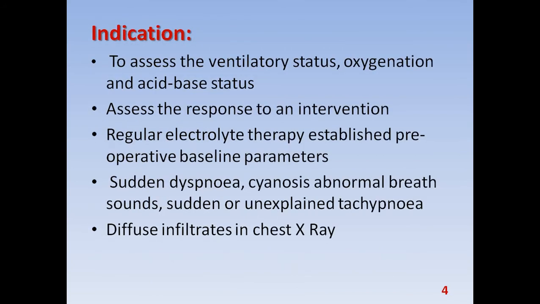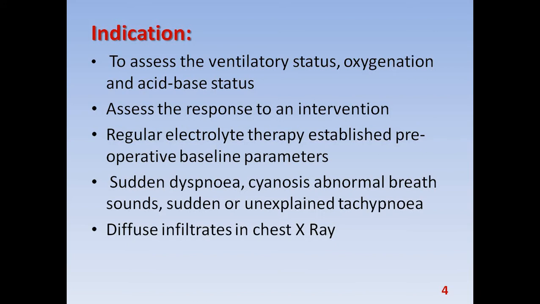The indications of this ABG analysis are to assess the ventilatory status, oxygenation, and acid-base status of the patient. And the second one is to assess the response to an intervention. Intervention may be a procedure or a surgery of that kind.